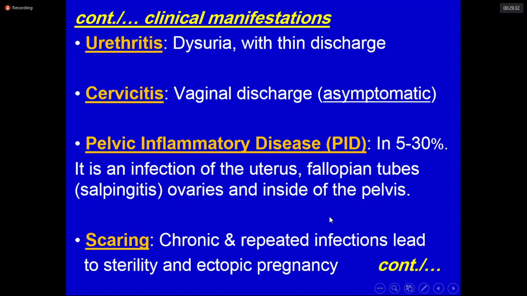Scarring, chronic and repeated infection. We said that repeated infection is common because the immunity that is developed against chlamydia is incomplete, leading to what? Leading to sterility due to scarring, and also leading to ectopic pregnancy because fallopian tubes are scarred. Some of them are blocked. That is why there is what we call ectopic pregnancy, meaning pregnancy outside the uterus.